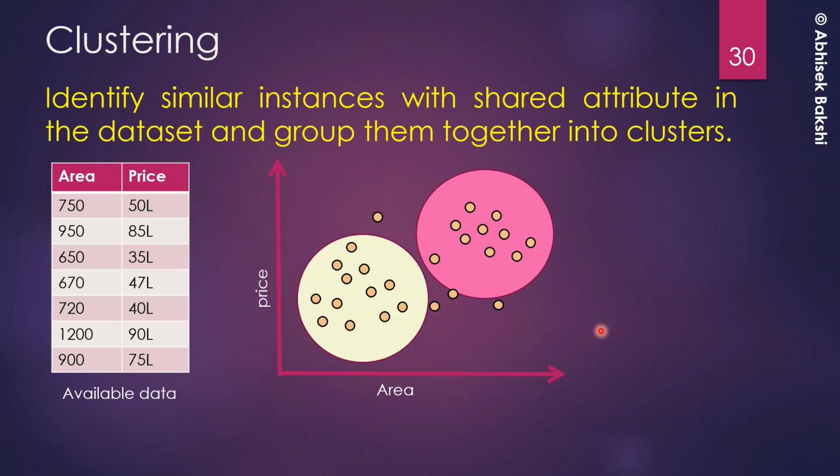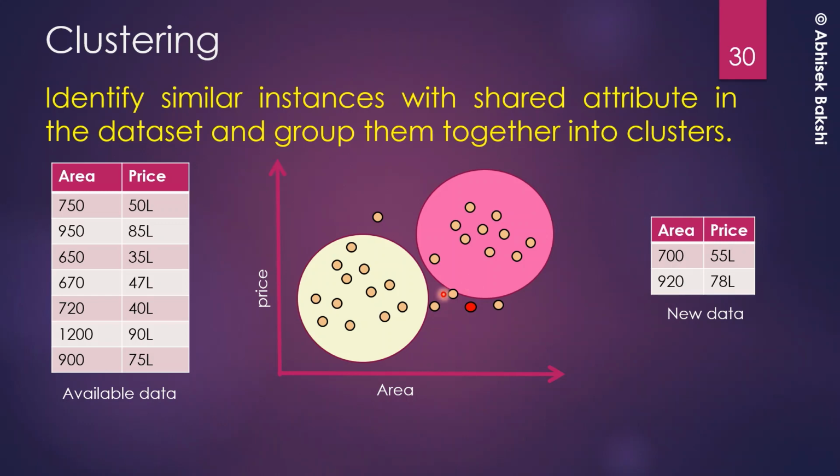The cluster will be useful when I try to understand the pattern of new data. If my area is 700 and my price is 55 lakh, then under which cluster, which pattern is it following? So this red point that you can see here is representing a new data. Naturally, this red point is not present within this cluster or this cluster. So under which pattern should I consider it?